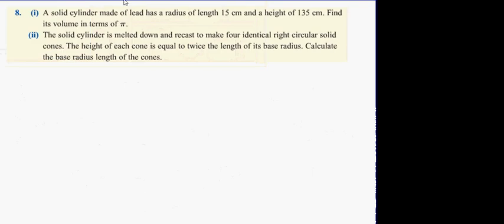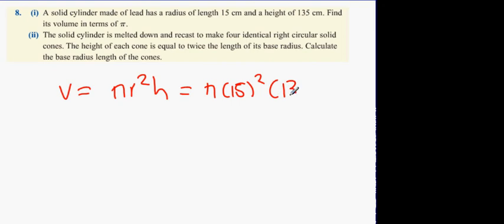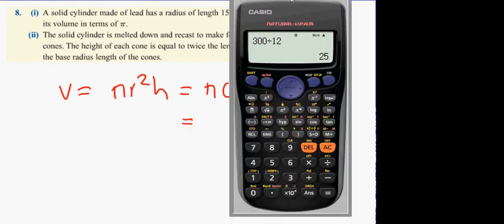Now, this one here: a solid cylinder made of lead has a radius of length 15 and a height of 135 centimeters. Find its volume in terms of pi. Just look up the volume of a cylinder formula, pi r squared h, and that is going to be equal to pi multiplied by 15 squared multiplied by 135. Put all of that into the calculator and see what comes out.